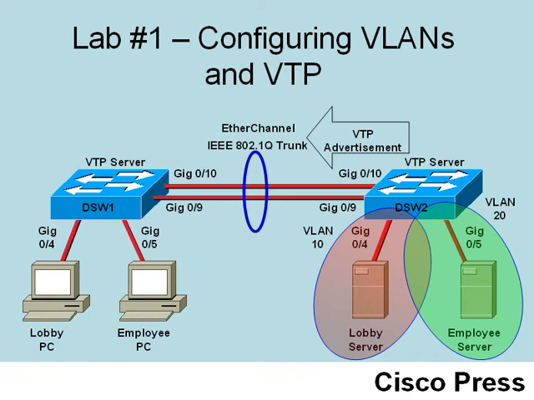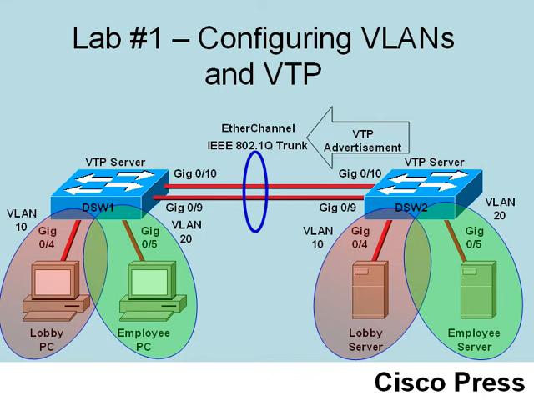But again, in our lab, we're going to set both switches to VTP server mode. Then on switch DSW2, we're going to create a couple of VLANs, one for the lobby and one for the employees. After we do this, a VTP advertisement is going to be sent from DSW2 over to DSW1, and at that time, DSW1 will dynamically learn about those new VLANs. Then, once the switches know about the existence of these different VLANs, we're going to conclude this lab by assigning switch ports to those VLANs.